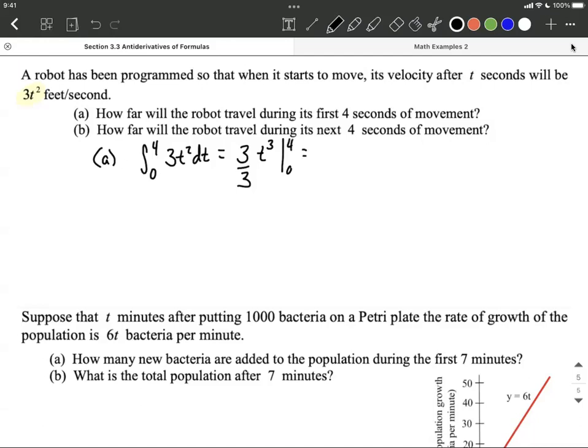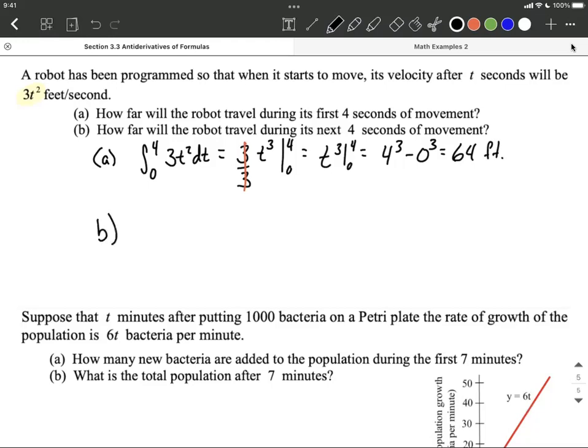Now this is kind of nice, the 3 over 3 is going to make a 1 out in front, so really our function is just t cubed evaluated between 0 and 4, our bounds of integration. To do this, we'll plug in the 4, replace the t with that, and subtract away when we plug in the 0 and replace the t with that. This works out pretty nicely: it's going to be 4 cubed minus 0, so 4 cubed is 64, and our units are going to be in feet.